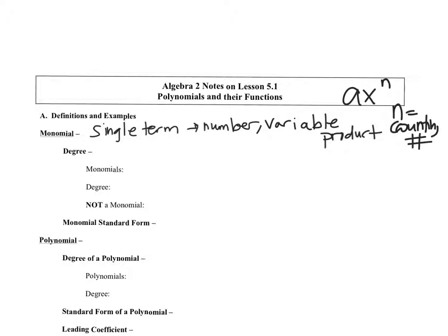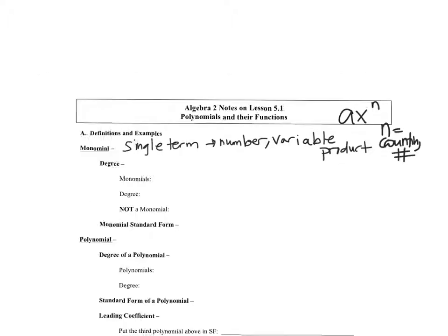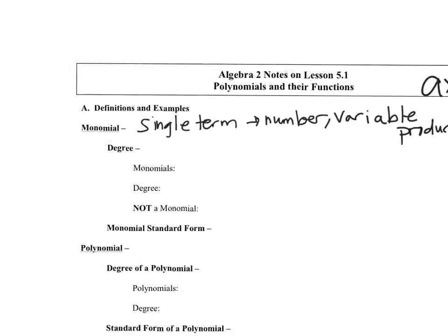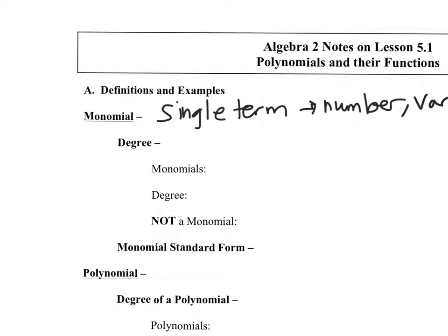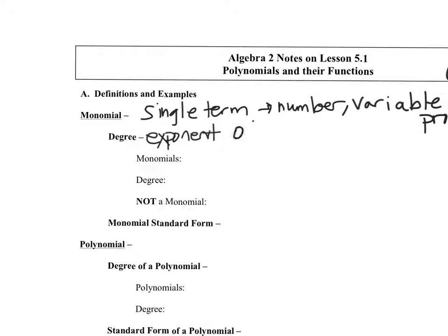They're nice numbers, exactly. Okay, now we're going to talk about the degree of monomials, and the degree of the monomial is going to be the exponent of the monomial, but it's not just the exponent. It's the exponent of the variable of a monomial. So if a monomial doesn't have a variable, then its degree is 0. Because it doesn't have a variable, it doesn't have an exponent on that variable, it's 0.